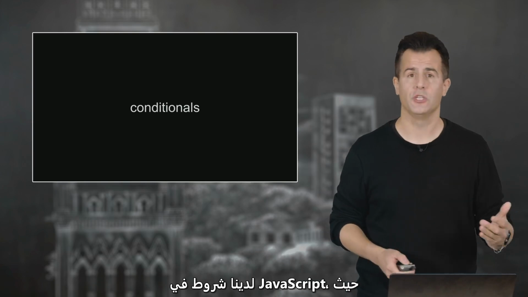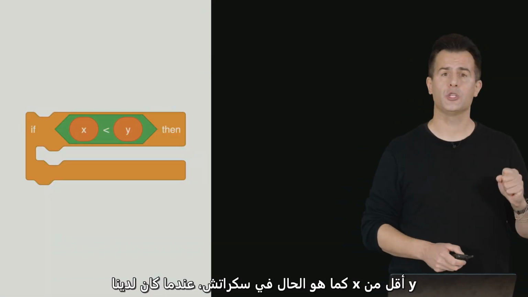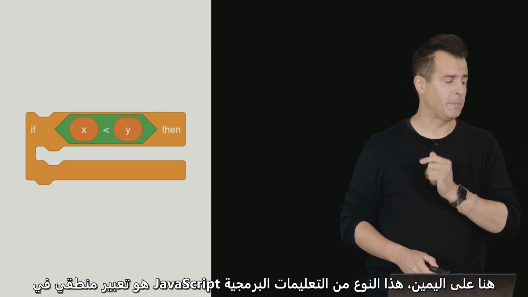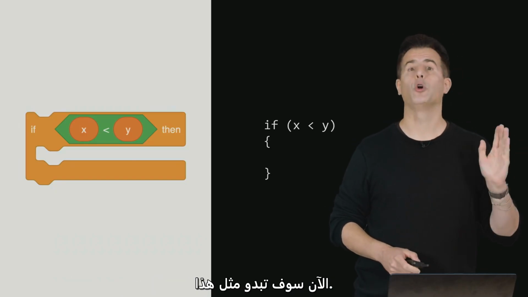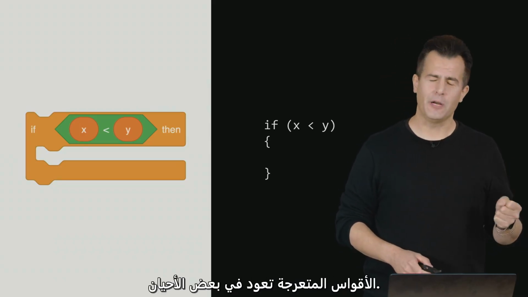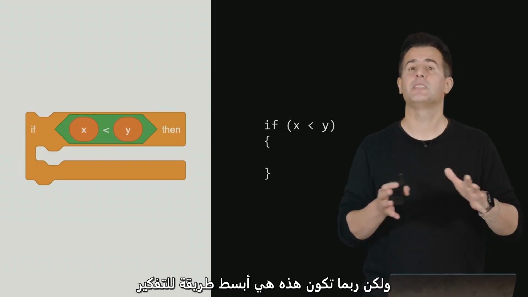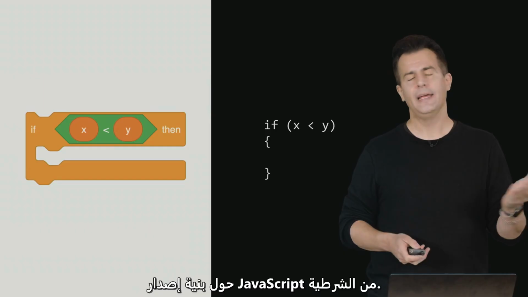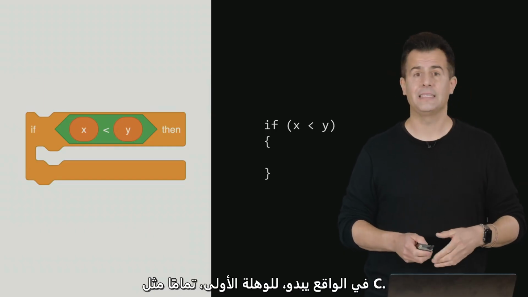We have conditionals in JavaScript, whereby, such as in Scratch, when we had x less than y as a Boolean expression, in JavaScript here at right, that kind of code is now going to look like this. Unfortunately, the parentheses are back, the curly braces are sometimes back, but this is perhaps the simplest way to think about the structure of a JavaScript version of a conditional. It actually looks, at a glance, exactly like C.